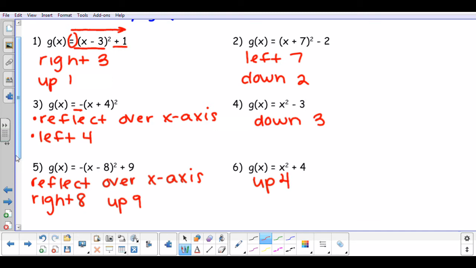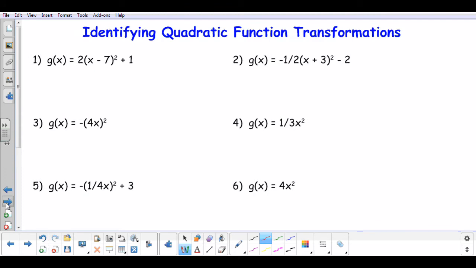In our next set of examples, we're going to be adding in the compressions and stretches. So it's going to be extra important that we go all the way from the left to the right and that we identify if we have parentheses or not, because if we do not have parentheses, that means it will be nothing horizontal. So no horizontal stretch or compression or left or right.